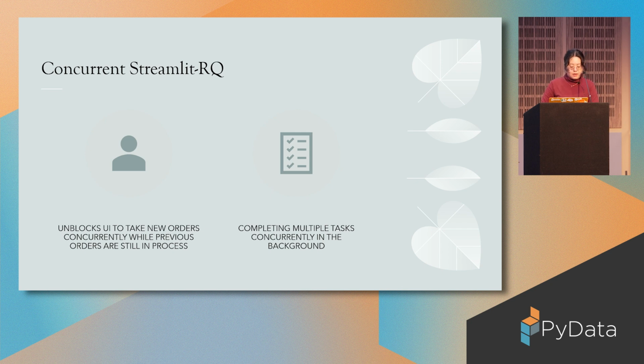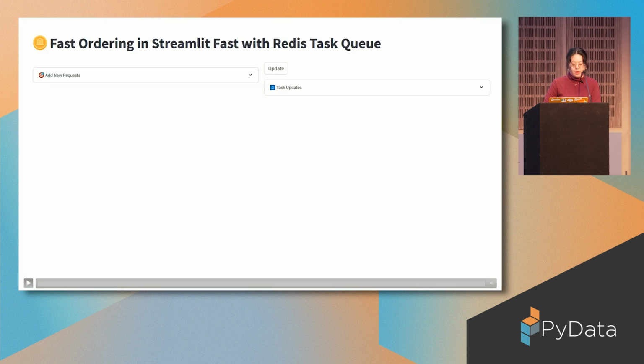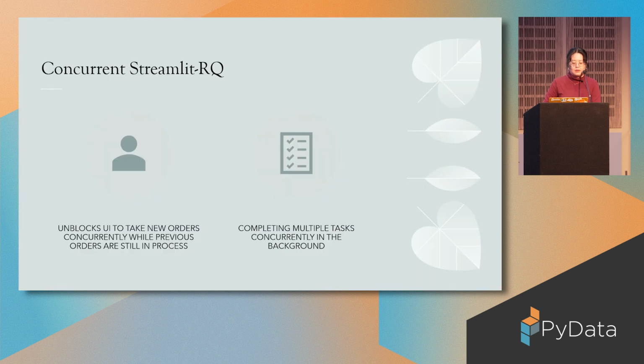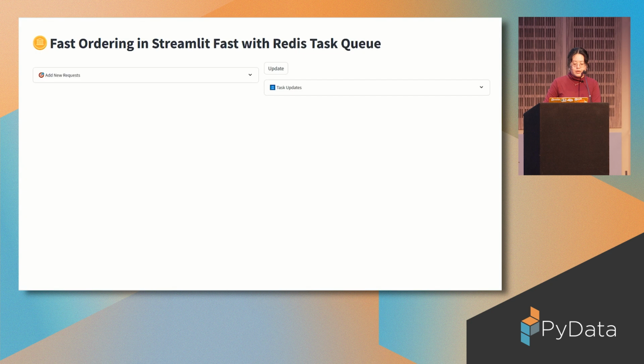And so as we mentioned, the two main features of Streamlit RQ are that it can help to unblock your Streamlit app, so therefore nothing is paused. The whole workflow can actually be executed smoothly, and it can also complete multiple tasks concurrently in the background. So we will see how everything is put together in place for this to work.